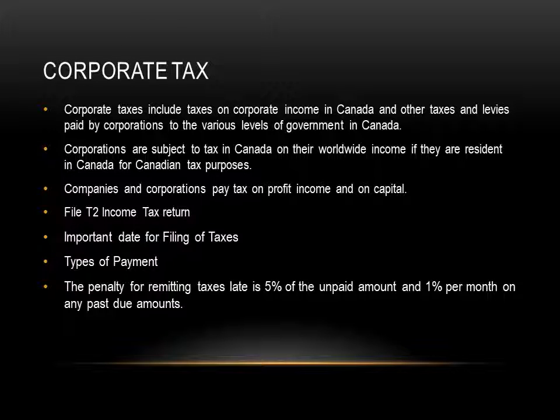Next, we do have corporate tax. This includes taxes on corporate income in Canada and other taxes and levies paid by corporations to various levels of government in Canada. This includes capital and insurance premium taxes, payroll levies like employment insurance, Canada Pension Plan, Quebec Pension Plan, and workers' compensation, property taxes, and indirect taxes such as goods and services tax, and sales and excise tax levied on business inputs.